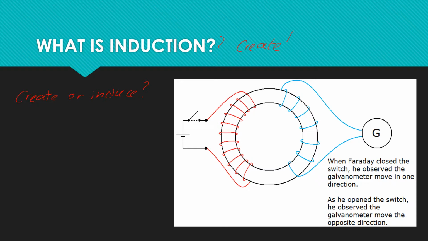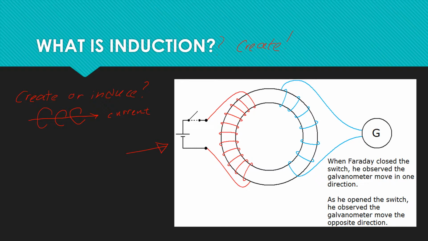Hans Christian Ørsted already showed us that if you have a current in a wire, it creates a magnetic field. So we know current can create a magnetic field. But Michael Faraday, a scientist, wanted to know if a current can be produced from a magnetic field. He wondered if the opposite was true. This apparatus shown was used.